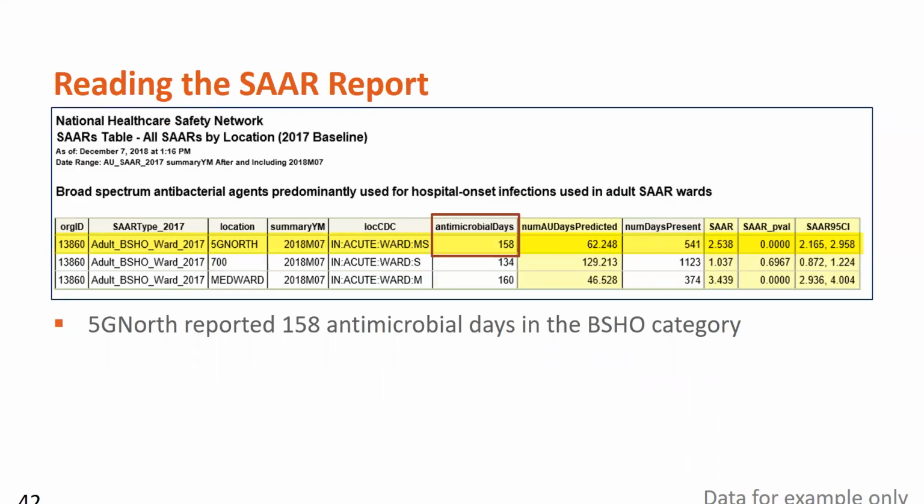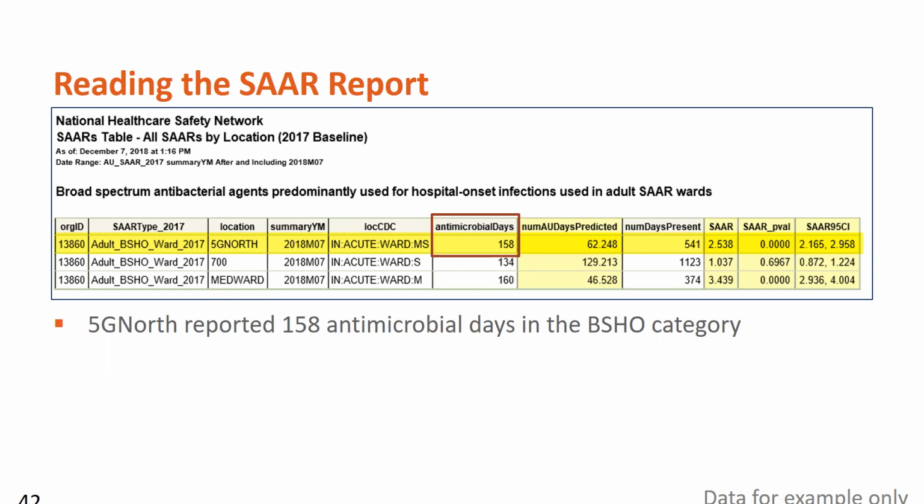So in my next few slides, I'm going to cover how to read this report. The title of my report here is called Broad Spectrum Antimicrobial Agents Predominantly Used for Hospital Onset Infections in Adult SAR Wards. That's just telling me what SAR category this is. This is my broad spectrum agents predominantly used for hospital onset infections.